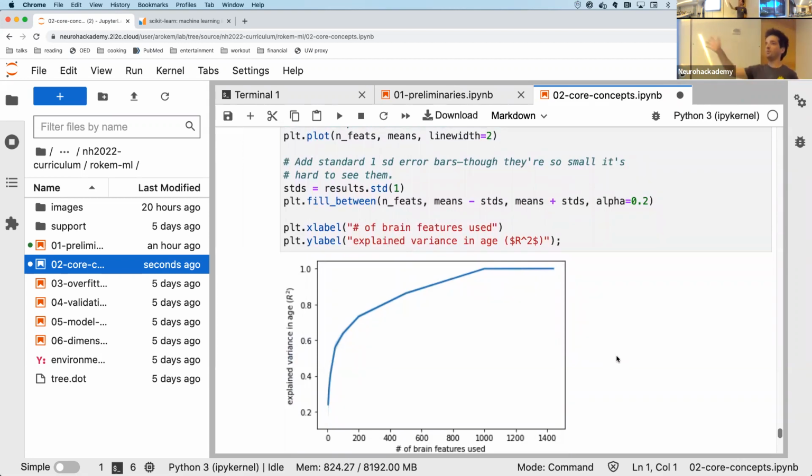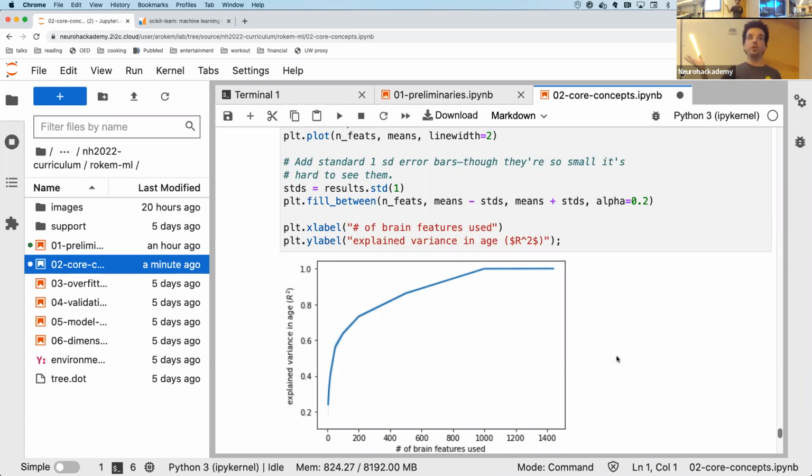Sorry, what problem do you see with this design here? Yes. Well, you're training on the same data you're testing. Yeah, I'm training on the same data. So I'm evaluating here the performance on the same data that I used for training.